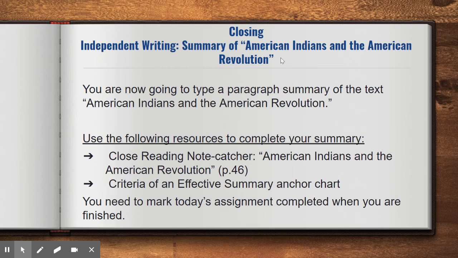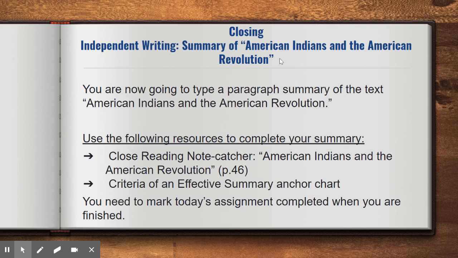Okay, so you're going to explain all of that to me in this paragraph, and you're going to do so on a Google Doc that I have attached in your Google Classroom. Please make sure you mark that complete when you are done. I'm going to look at them today, and if you struggled or you did not complete it, then we're going to work on it together.